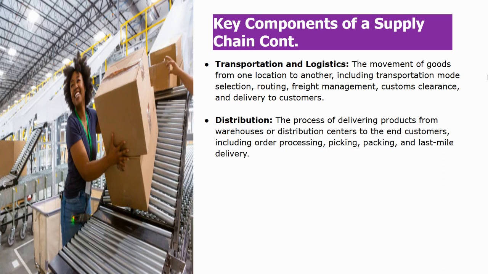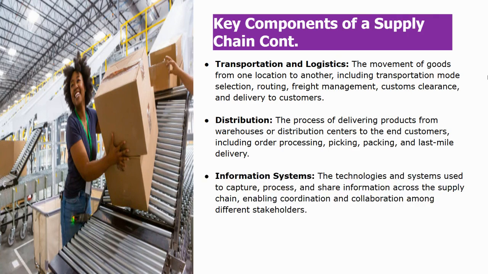So all of these are critical processes involved in distribution, and you need to consider this key component in the supply chain. Another component we need to look at is information systems. Remember, one of the strengths of supply chain is access to information and communication, because communication, collaboration, and coordination are critical when it comes to supply chain.